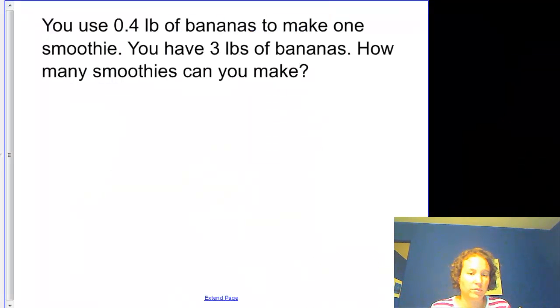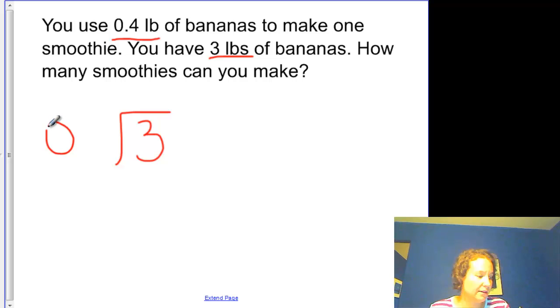So here's another example. You use 0.4 pounds of bananas to make one smoothie, and you have 3 pounds of bananas. You want to know how many smoothies can you make. So I'm going to again divide. I'm going to do 3 divided by 0.4.